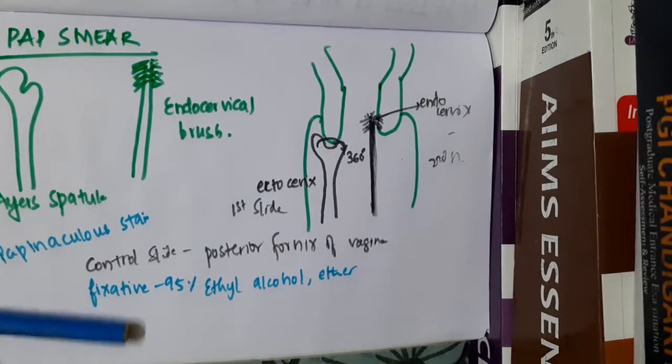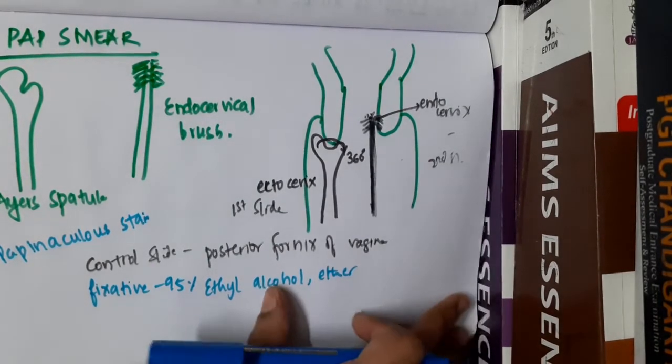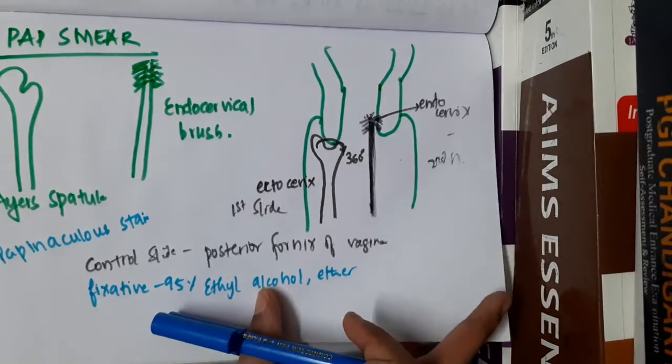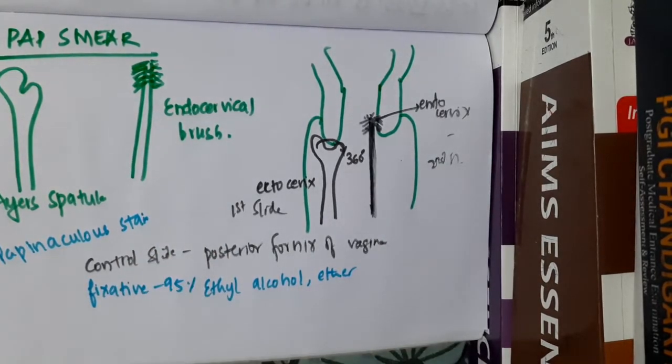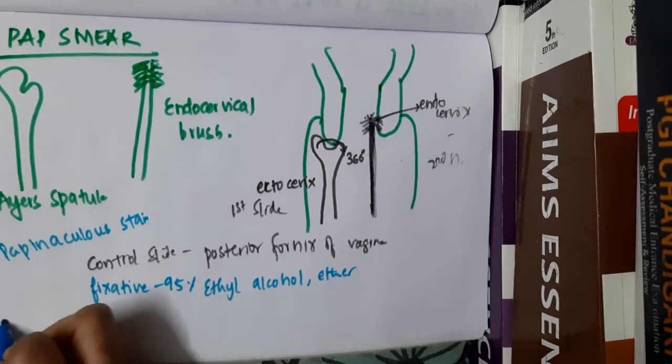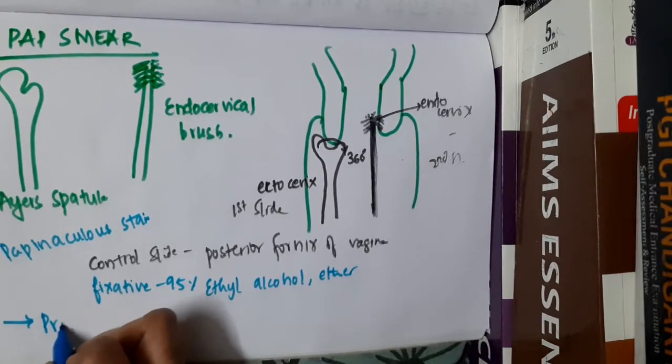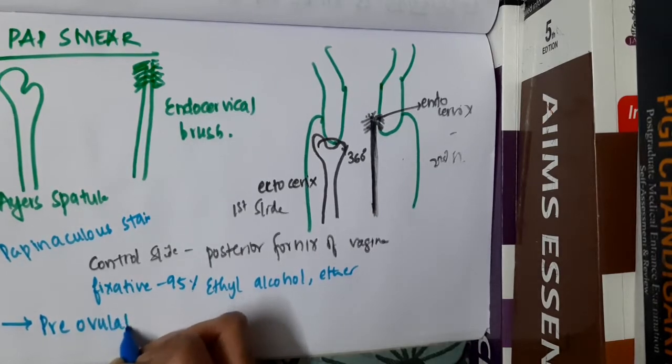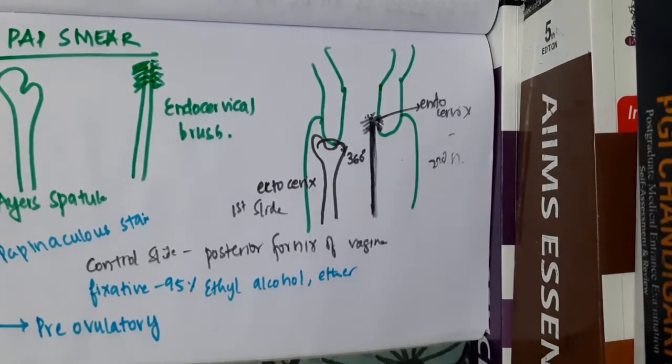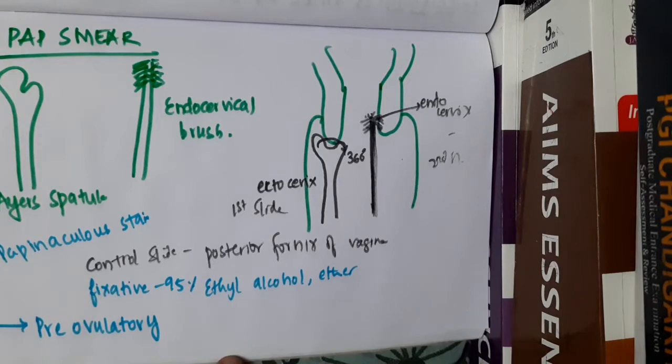And now for the Pap smear, when do you screen? When do you actually screen for Pap smear? Pap smear is done mainly in the pre-ovulatory phase, with prior abstinence from sex.